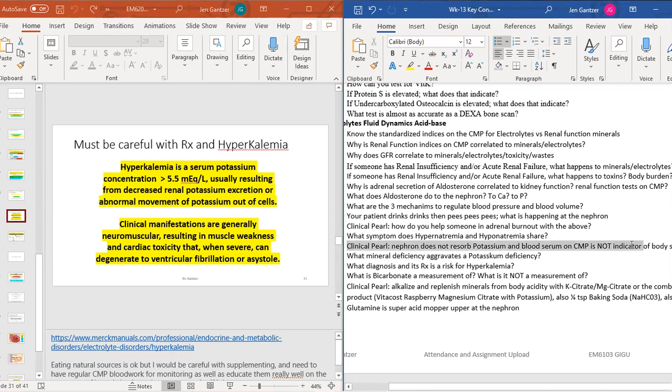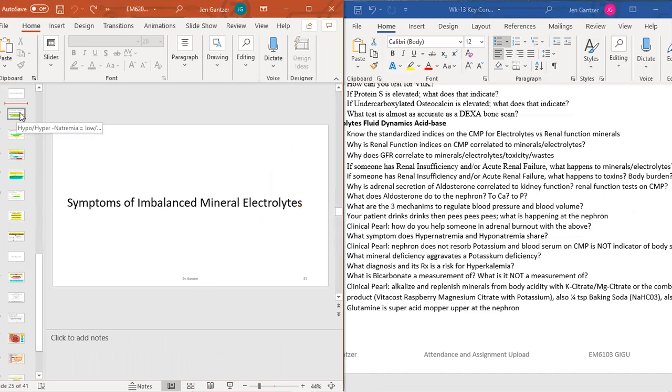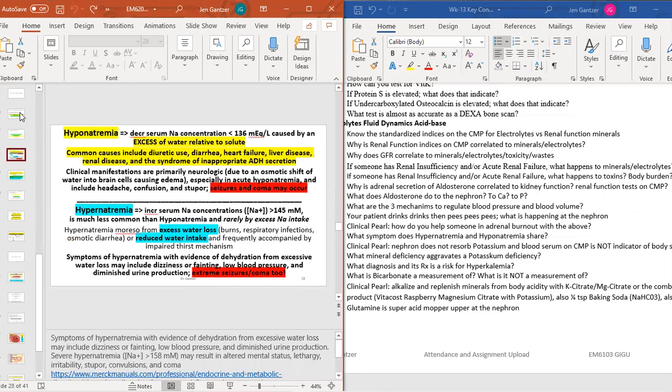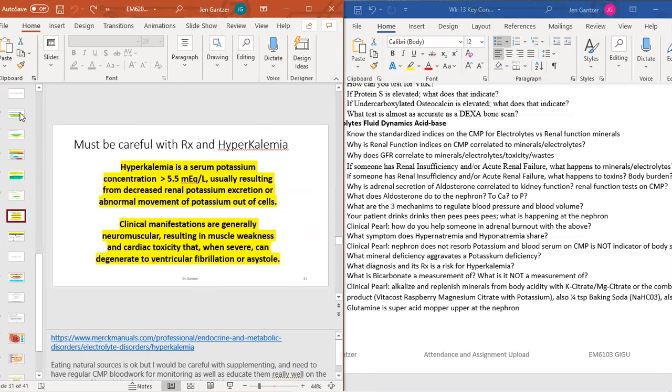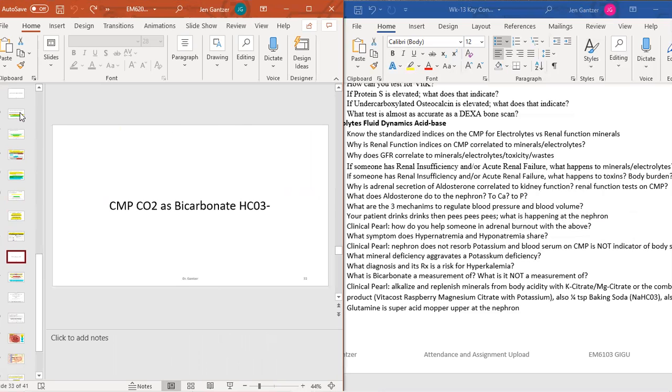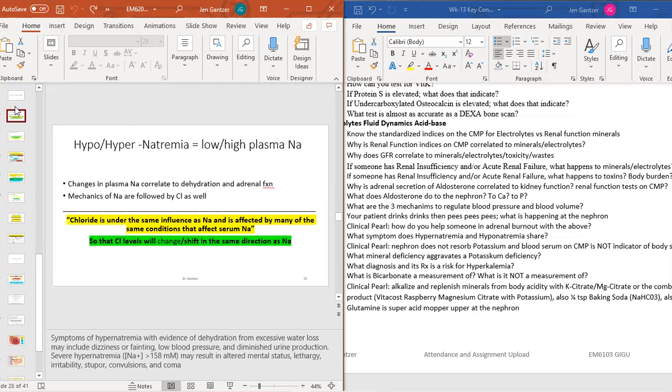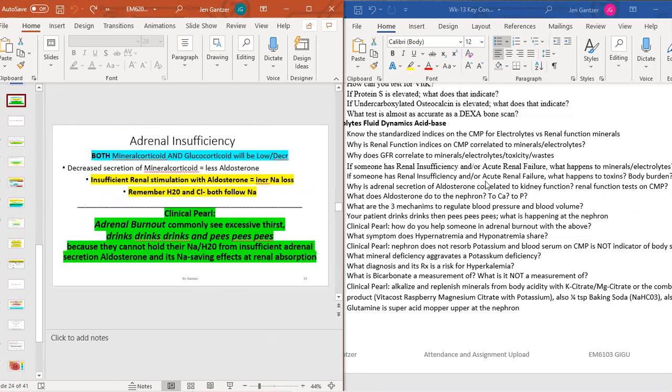Okay, so remember that potassium is not going to be resorbed. What mineral deficiency aggravates the potassium? That is going to be magnesium. So if you have a magnesium deficiency, it will aggravate not only potassium, but your calcium as well. I think that was somewhere up here under potassium. So magnesium deficiency is going to aggravate both potassium and a calcium deficiency.